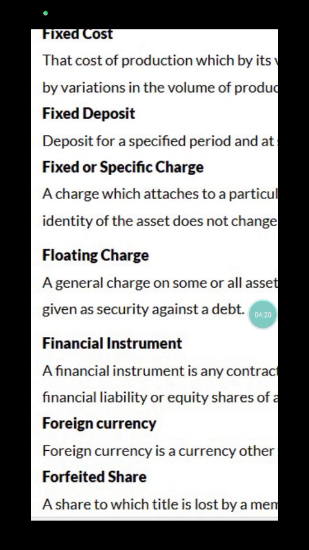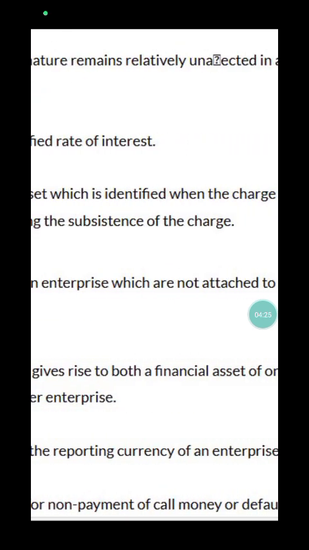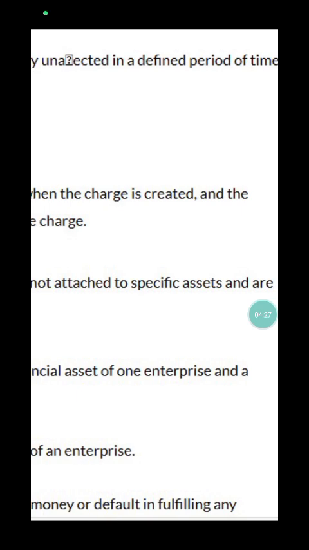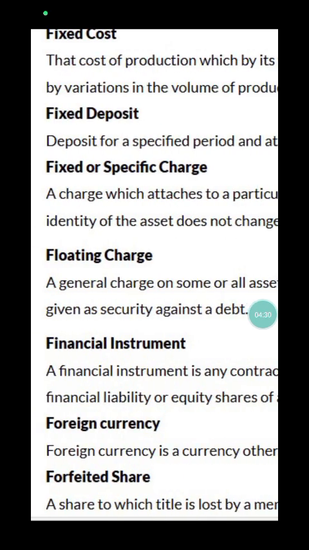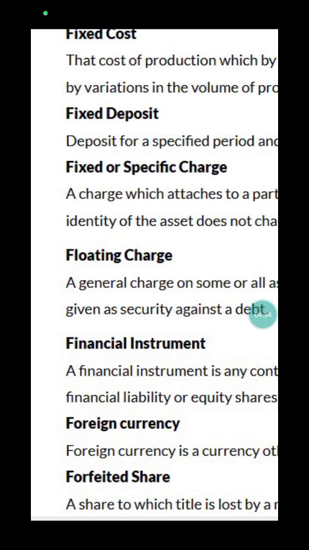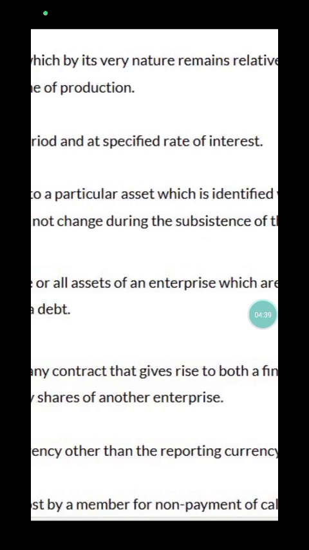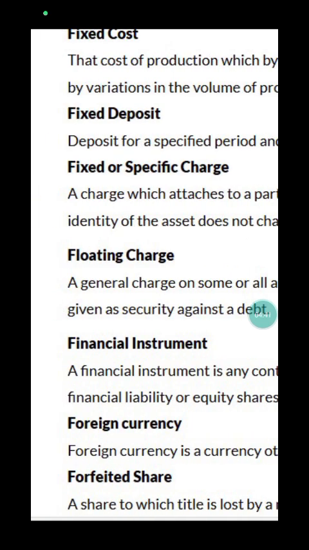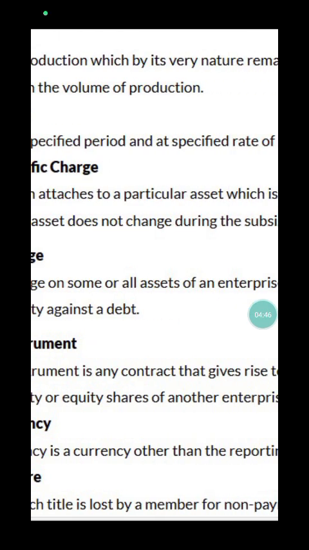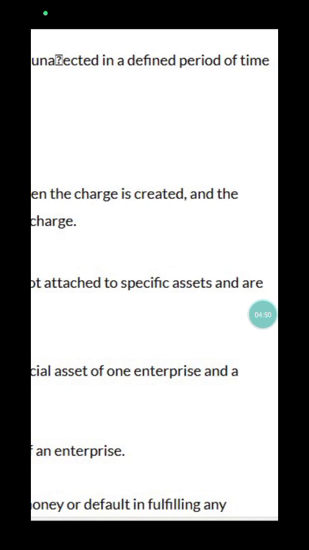Financial instrument. A financial instrument is any contract that gives rise to both financial asset of one enterprise and financial liability or equity shares of another enterprise. Foreign currency. Foreign currency is a currency other than reporting currency of an enterprise. Forfeited shares. Forfeited shares means a share to which title is lost by a member for non-payment of call money or default in fulfilling any amount due.